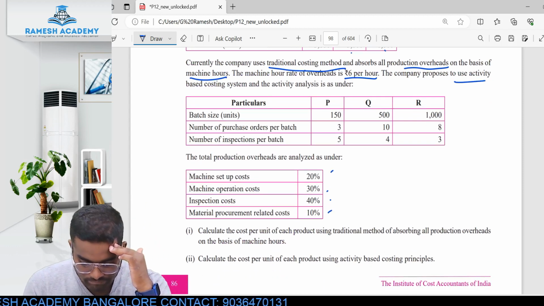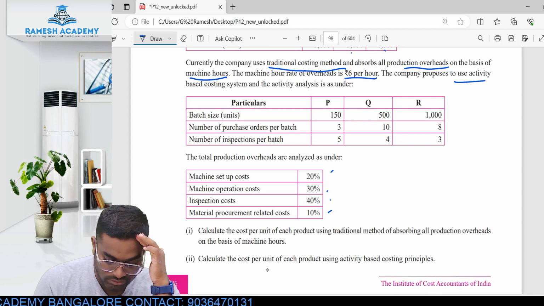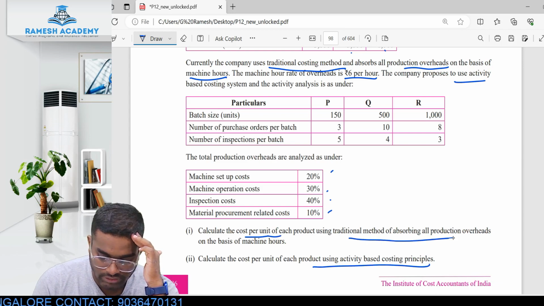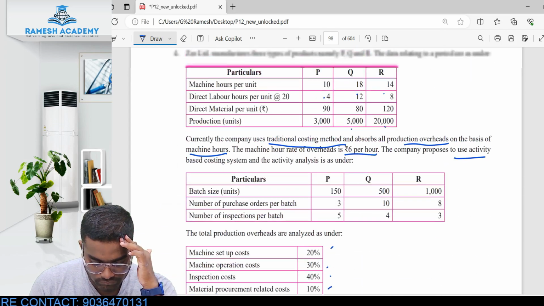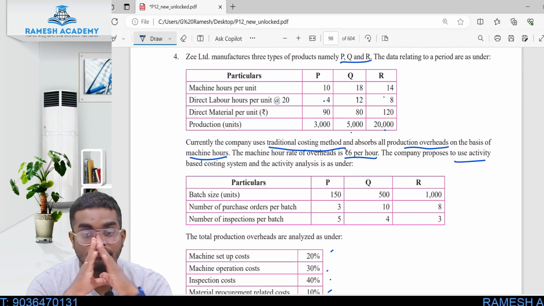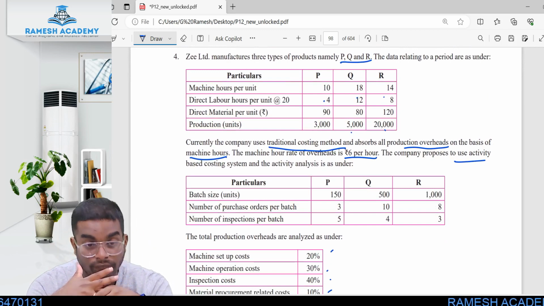What are they asking? Calculate the cost as per ABC, calculate the cost per unit using traditional method. So before going into the answer, first we have to analyze the question. So first they are asking us two things. One is ABC costing and traditional costing.